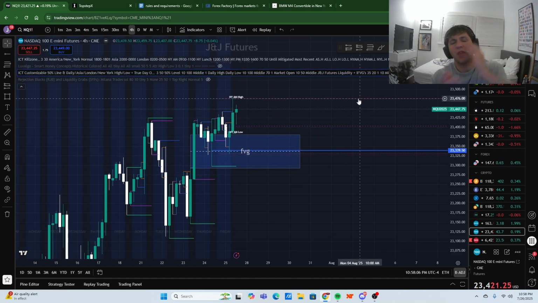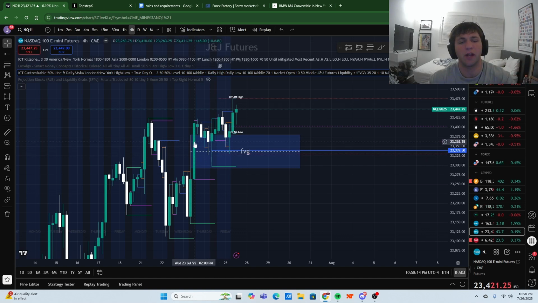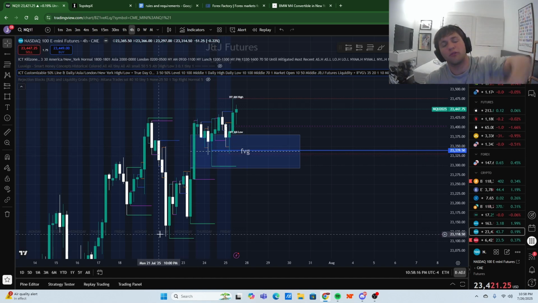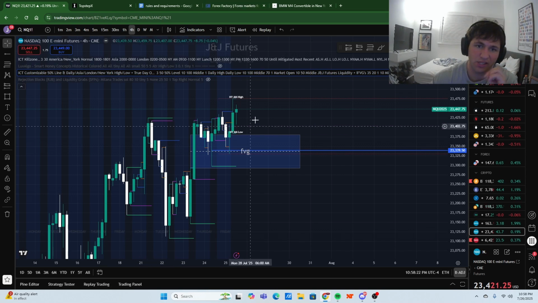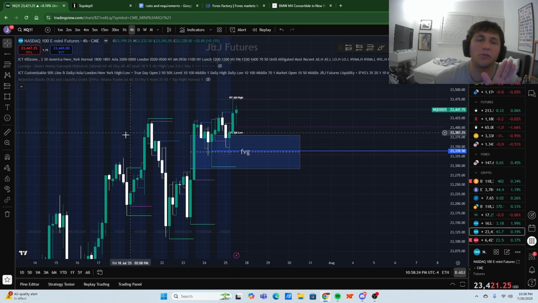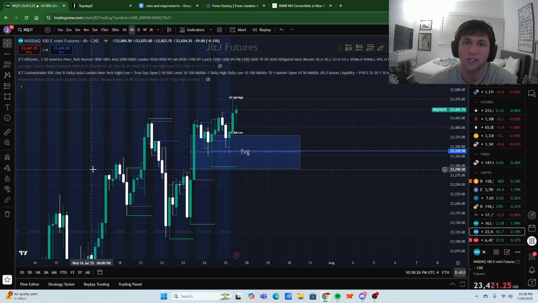So you don't need to have both a fair value gap and a liquidity sweep on higher time frame to get a setup, but obviously the more confluence the better. But you want either a fair value gap respect or a liquidity sweep. I personally don't like taking trades if there's not at least a liquidity sweep. I value liquidity sweeps more than fair value gap respects on the higher time frame.